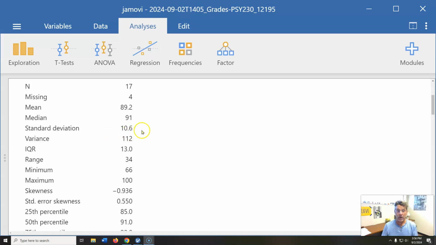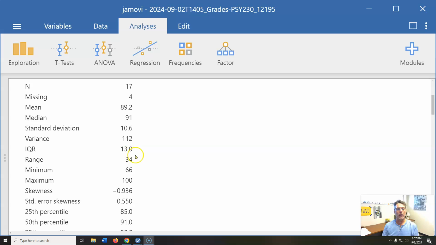Average deviation from the mean, or our standard deviation, is about 10, almost 11 points. A little bit more than last time. So what we're starting to see is more differences within our class in terms of their performance on the test. Variance is just the average squared deviation. So again, that's the one that's not really easy to interpret directly.